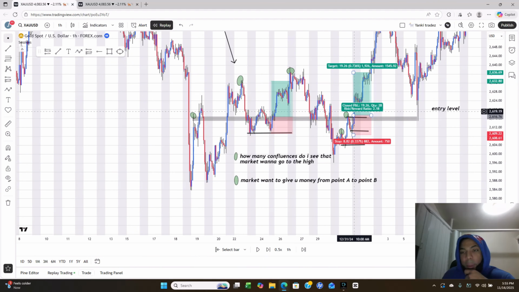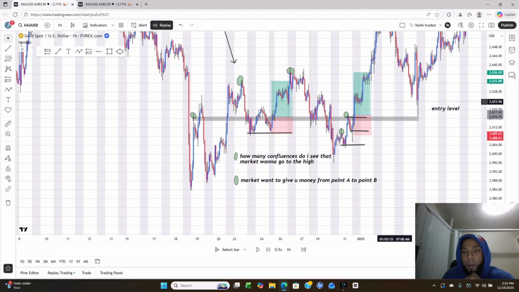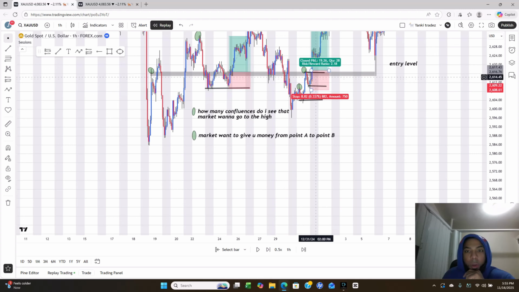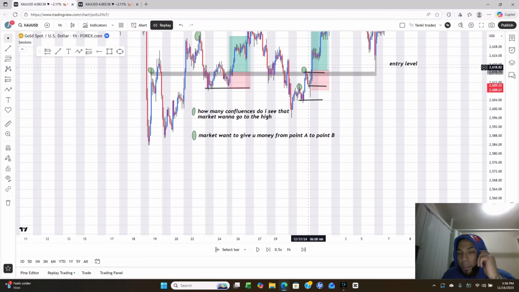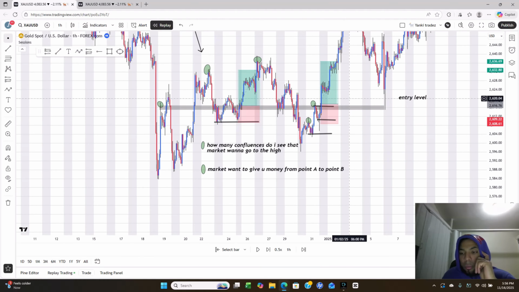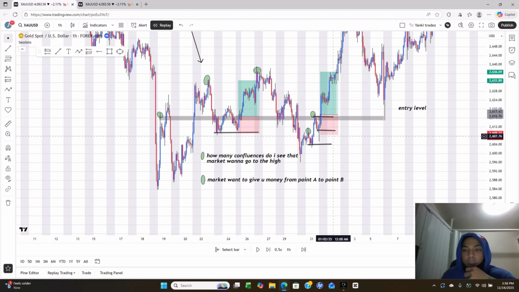Because that means once you enter the market, if the market hypothetically goes like this, goes like this, okay, that means my ideas that I had in my brain may be wrong. So that's why this stop loss is there, just to protect our capital.